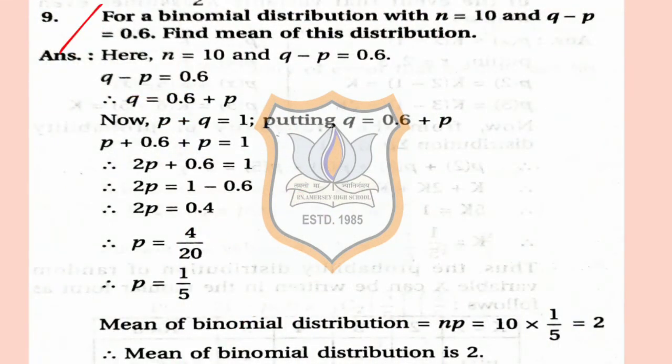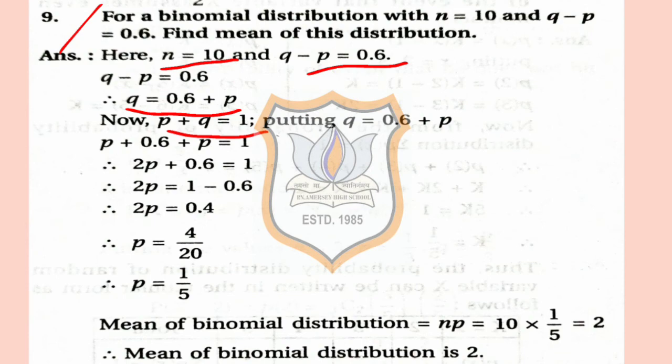Now let's solve question number 9. For a binomial distribution with n is equal to 10 and q minus p is equal to 0.6, find mean of this distribution. Here n is equal to 10, q minus p is 0.6. So from this equation, what we will get? Q is equal to 0.6 plus P. Now what is the equation? P plus Q is 1. So substitute Q is equal to 0.6 plus P in this equation.